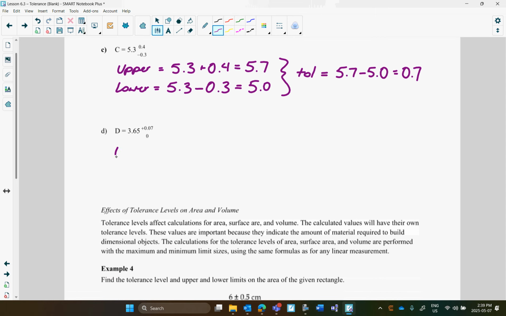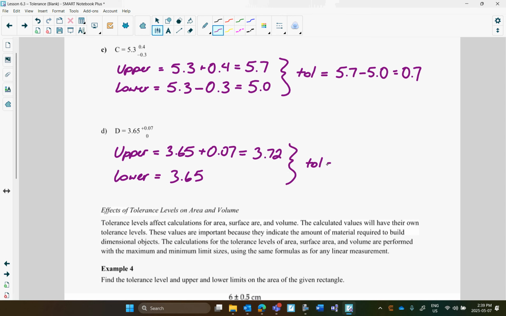This one, well, the upper is 3.65 plus 0.07, which is 3.72. What's the lower? This is 0. 3.65 minus 0 is just 3.65. So therefore, the tolerance is going to be 3.72 minus 3.65, which is 0.07.